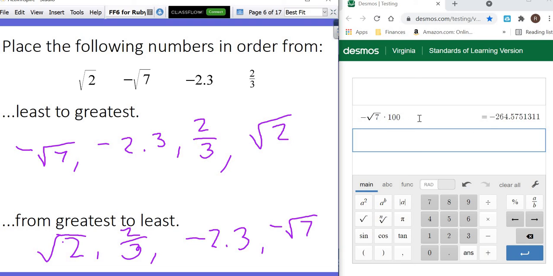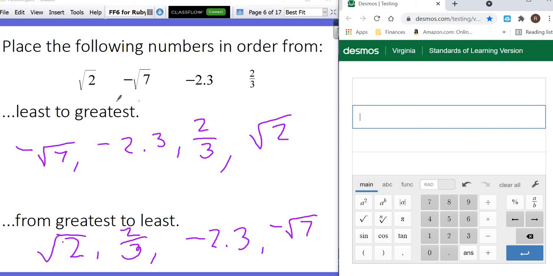So always remember, when you're looking for least to greatest, always ask the question, what's the smallest? Then delete that one. What's the smallest? Then delete that one. And if you're going from greatest to least, always ask the question, what's the biggest? Then delete that one. What's the biggest? Okay, so that's the easy way not to get confused.